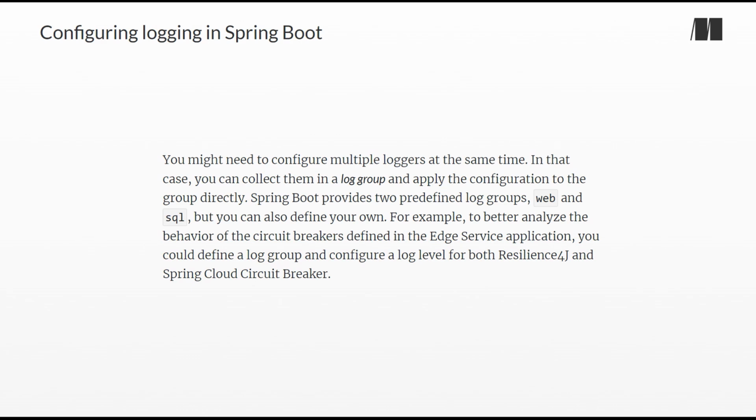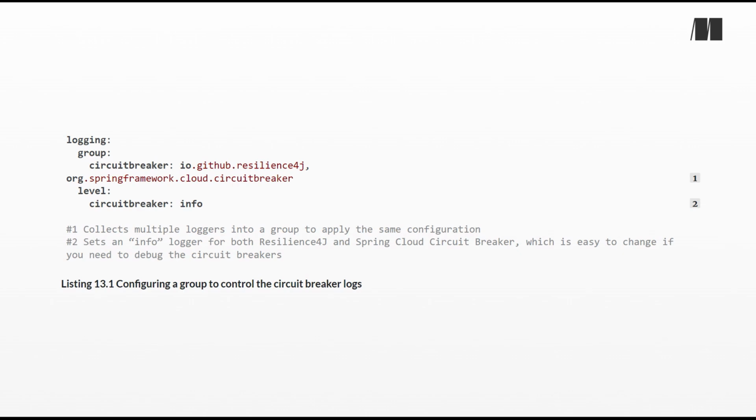In that case, you can collect them in a log group and apply the configuration to the group directly. Spring Boot provides two predefined log groups, Web and SQL, but you can also define your own. For example, to better analyze the behavior of the circuit breakers defined in the Edge Service application, you could define a log group and configure a log level for both Resilience4J and Spring Cloud Circuit Breaker. In the Edge Service project, you can configure the new log group in the application.yml file as follows. Listing 13.1. Configuring a group to control the circuit breaker logs.